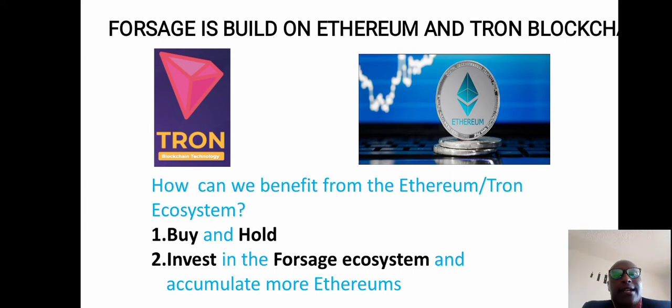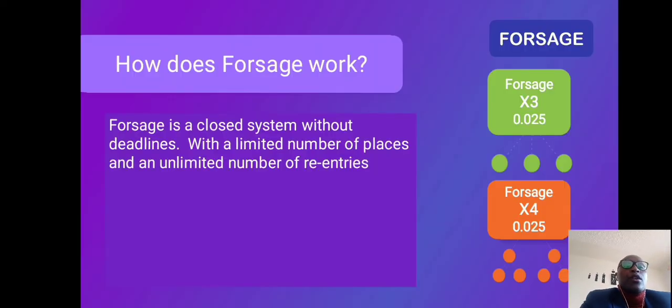The first one, as I stated, is to buy and hold. You buy these currencies and hold them. You wait for the currency, the coin or the value to rise, and that's why you maximize your returns. And the second way of benefiting in this ecosystem is you invest in the First Surge ecosystem, which enables you to accumulate more Ethereum, so more Trons.